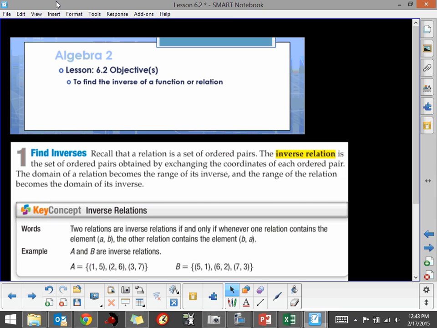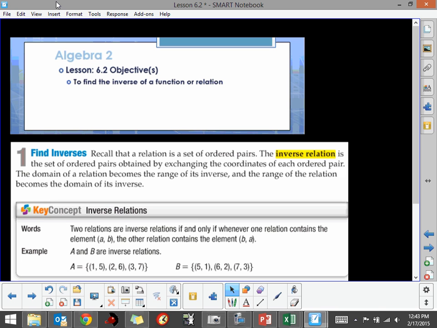Okay, now I'm going to dive into trying to teach you what the first objective is, and that is to find the inverse of a functional relation. So, finding inverses. Recall the relation is a set of ordered pairs. So, a relation is just any set of ordered pairs that we create. The inverse relation is a set of ordered pairs that is obtained by exchanging the coordinates of each ordered pair.